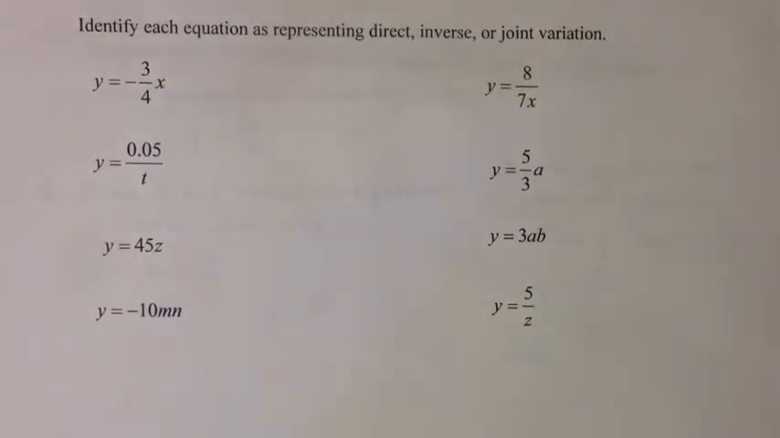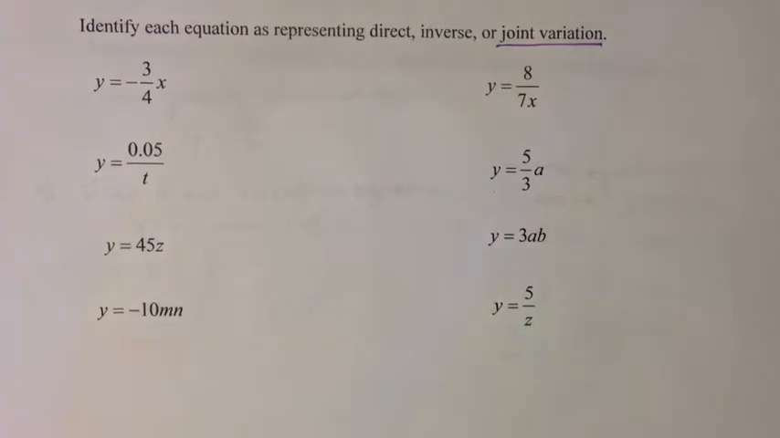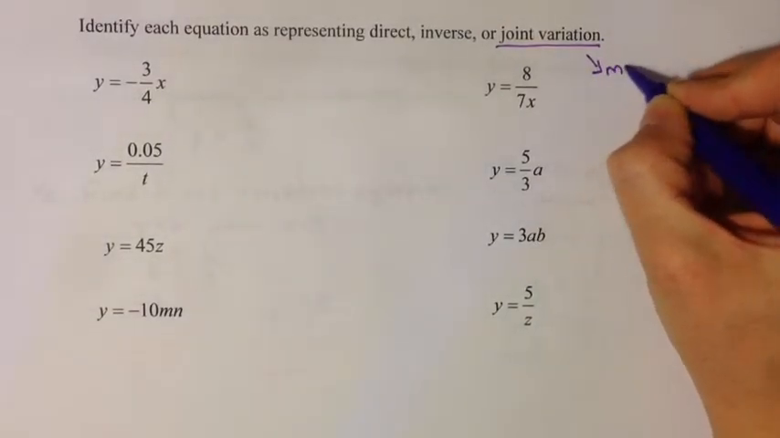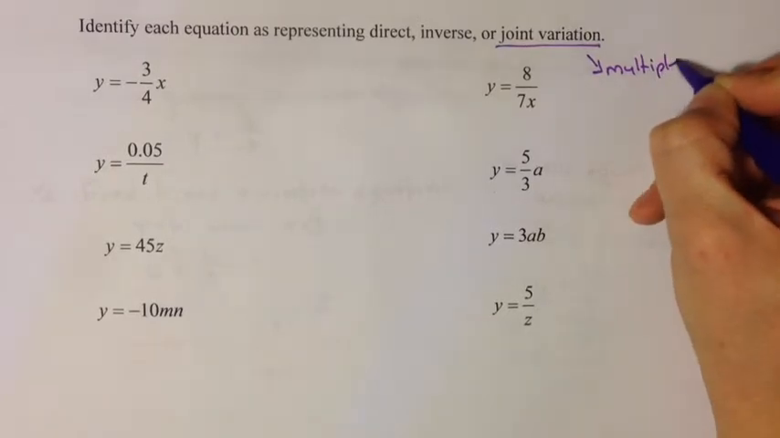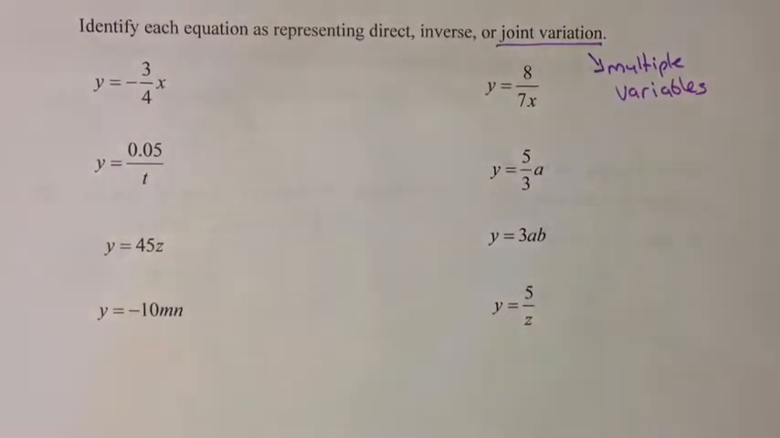What I want to do is go through and start by looking for everything that represents joint variation. Remember, joint variation means that there's more than one variable. Multiple variables. So let's just go through and look at each one to see which ones could be joint variation.